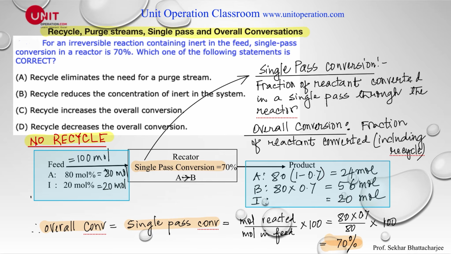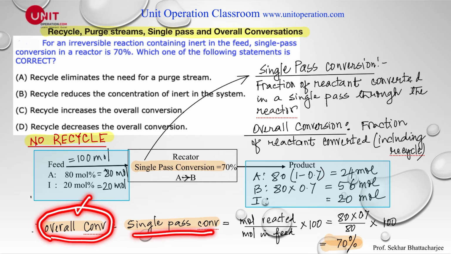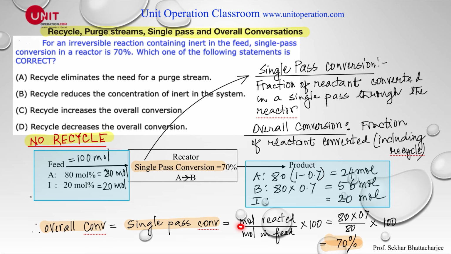So here the overall conversion, we'll see more of that, is the same as the single pass conversion, which is the moles of A reacted, which is 80 multiplied by 0.7, divided by the moles in the feed, which is this one right here, that is equal to 70%. So in this case, overall conversion is the same as single pass conversion, and that is 70%.